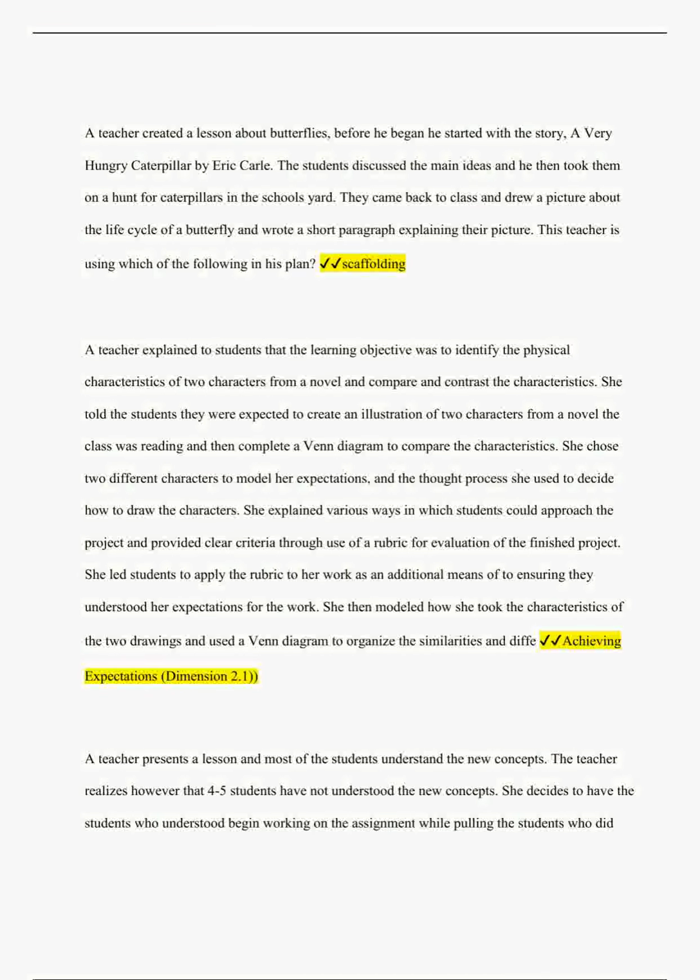A teacher presents a lesson and most of the students understand the new concepts. The teacher realizes, however, that 4-5 students have not understood the new concepts. She decides to have the students who understood begin working on the assignment while pulling the students who did not together.